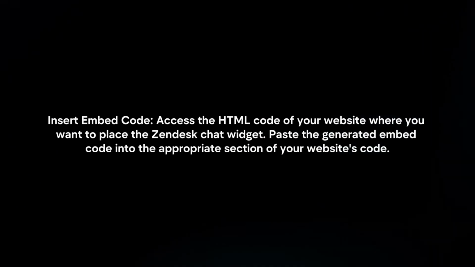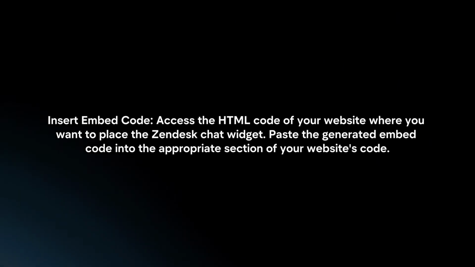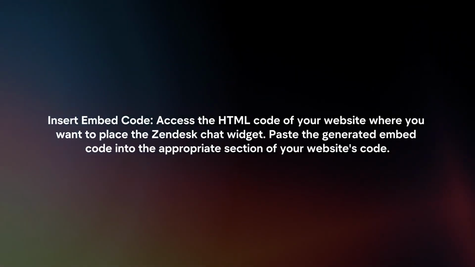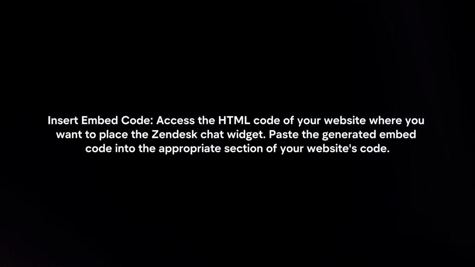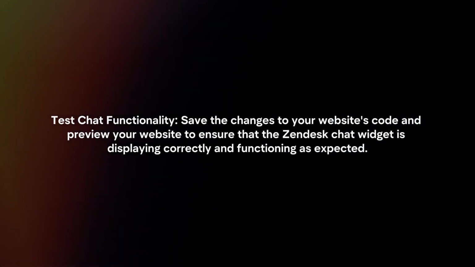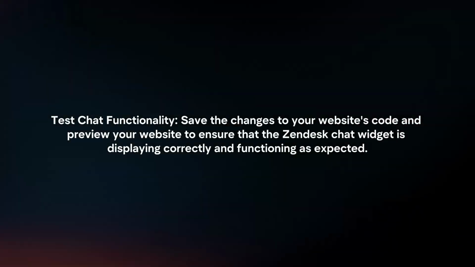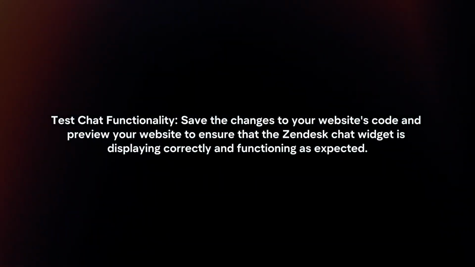Insert embed code. Access the HTML code of your website where you want to place the Zendesk chat widget. Paste the generated embed code into the appropriate section of your website's code. Test chat functionality. Save the changes to your website's code and preview your website to ensure that the Zendesk chat widget is displaying correctly and functioning as expected.